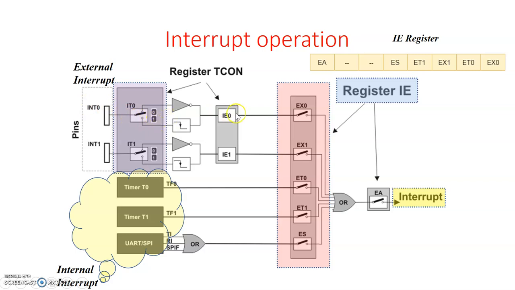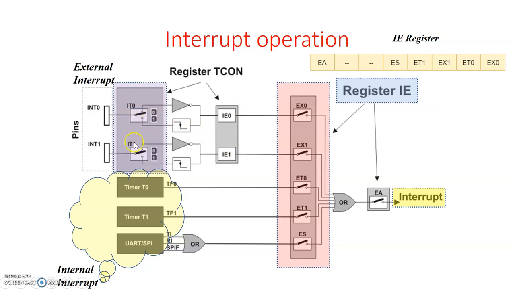So you can see here IE0 and IE1. If IE0 is 1, then only the external interrupt INT0 is acknowledged. Otherwise, it won't be acknowledged. Similarly, if IE1 is 1, then only INT1 will be acknowledged. But the programmer need not worry about setting these bits. They are set automatically by the hardware when there is an interrupt.